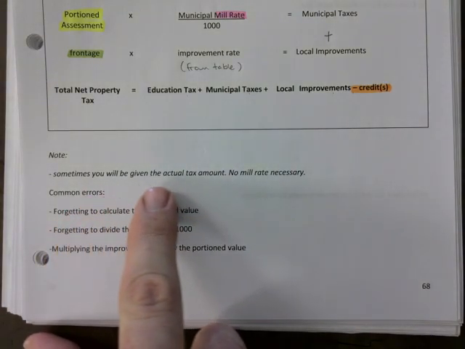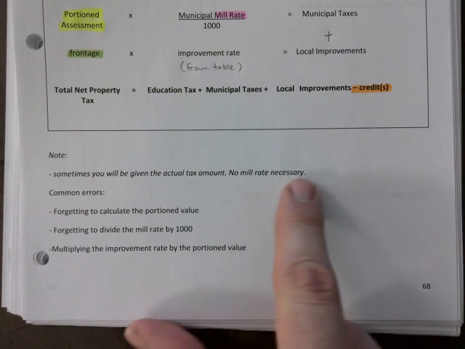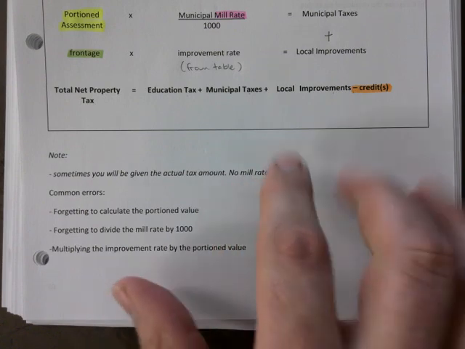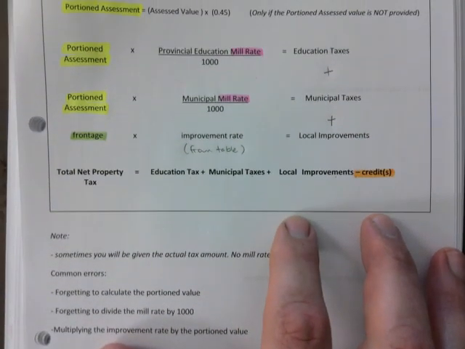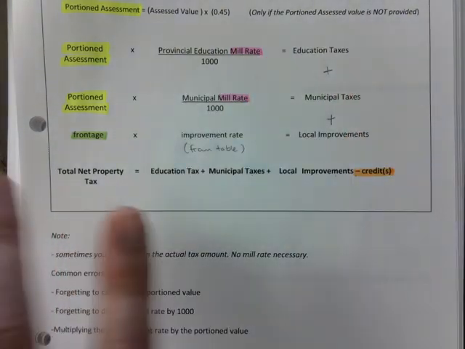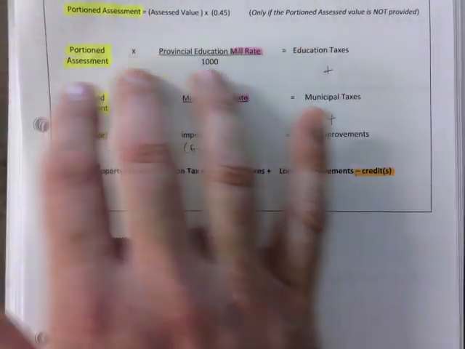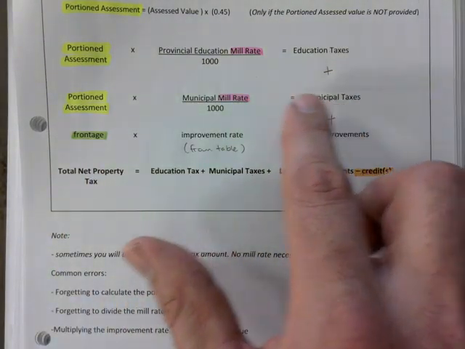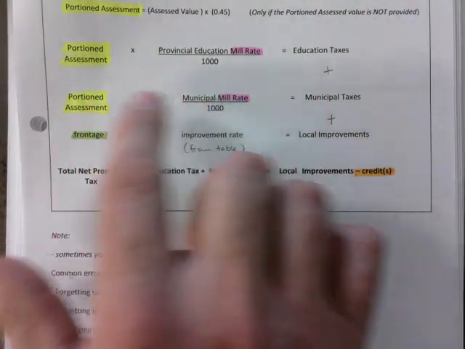Note, sometimes you'll be given actual tax amounts, no mill rate necessary. So I could say, guys, the education taxes is $2,000, period. All of this is gone, right? Municipal taxes, there might be a mill rate, then you might have to do the math here.